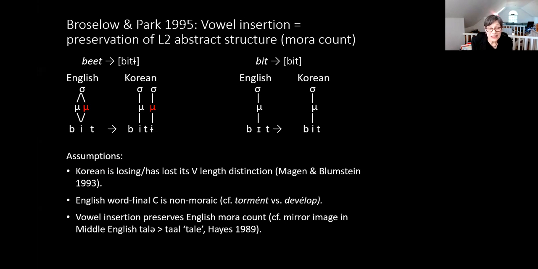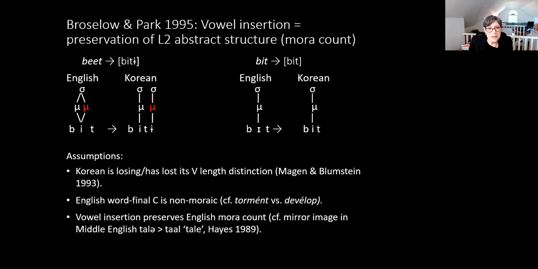So I have a very old paper with Hebe Park where we argued for a phonological analysis of this: that the reason the vowel is inserted after a tense vowel is because in English, tense vowels are bimoraic. Korean seems to be losing a vowel length contrast, so it cannot make the beat-bit distinction in terms of the vowel mora count. And so adding another vowel is a way of preserving the second mora that you find in beat. If this is correct, this is the mirror image of a process that Bruce Hayes identified in Middle English, where you lost a final schwa in a word like tala. Because that schwa was lost, but you wanted to preserve the mora, you lengthened the preceding vowel.